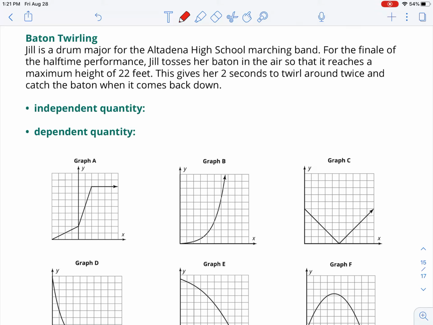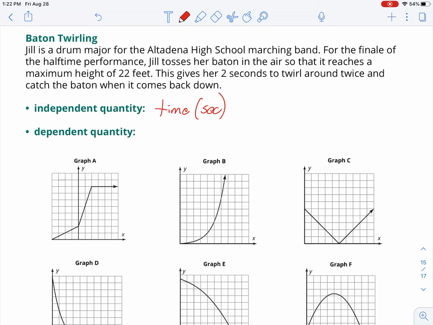Okay, baton twirling. Jill is a drum major for the Dina High School Marching Band. For the finale of the half-day performance, Jill tosses her baton in the air so that it reaches a maximum height of 22 feet. This gives her 2 seconds to twirl around twice and catch it when it comes back down.